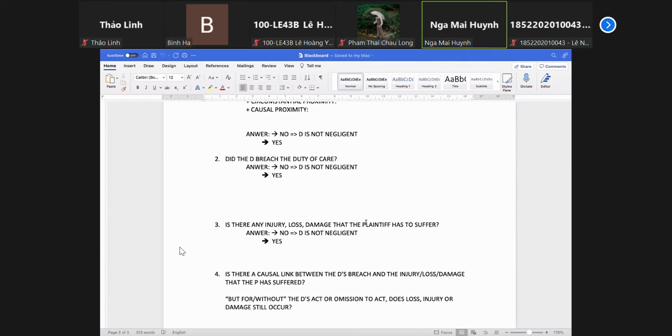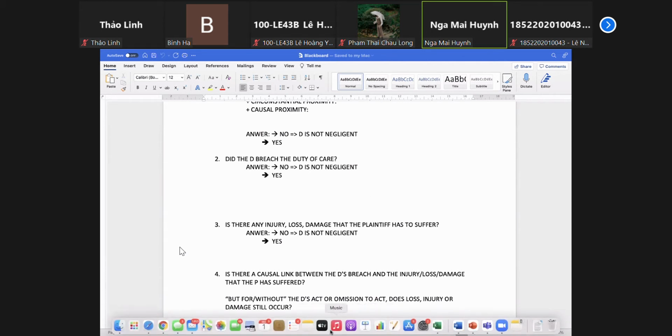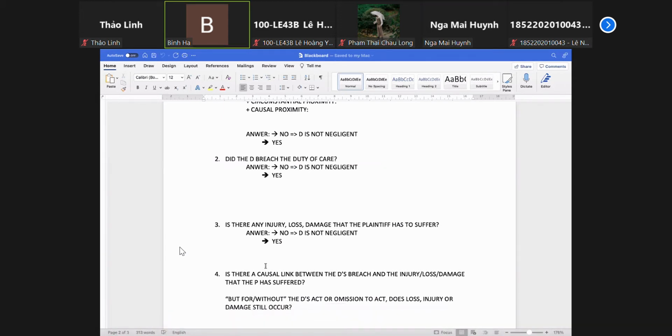Yes, Miss. Okay. So if without the defendant's omission to act, the loss, injury, or damages still occur, then there is no causal link between the defendant's breach and the injury of the plaintiff. Good. Yes, you are correct.